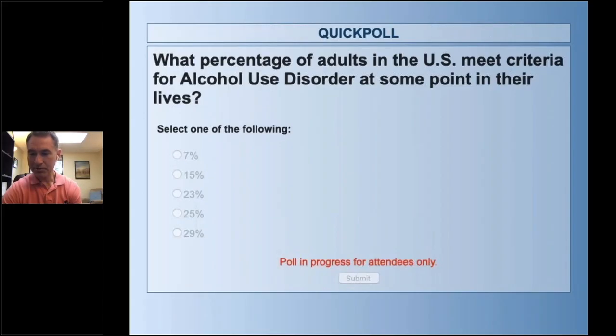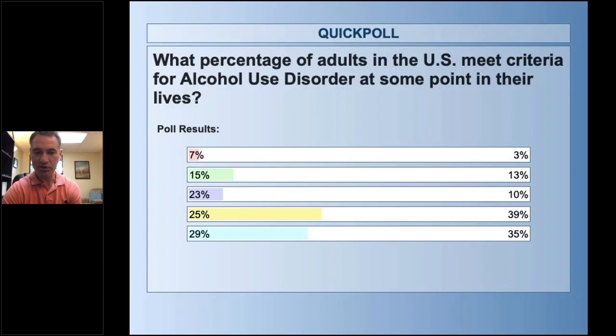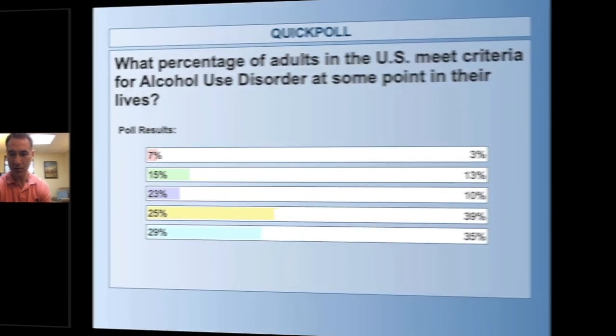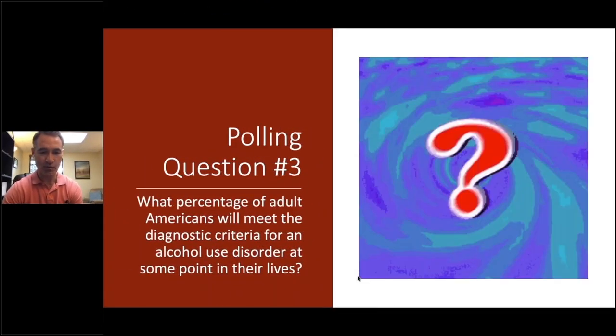It looks like most of you have responded here, so let me go ahead and close this polling question out and we'll share our results. The most popular answer with 39% was 25%, but second was 35% of you saying 29% of adults will meet the criteria. And then 13% of you said 15%, 10% said 23%, and then finally 3% of you said 7% of the population. Let's review the answer for that last question.